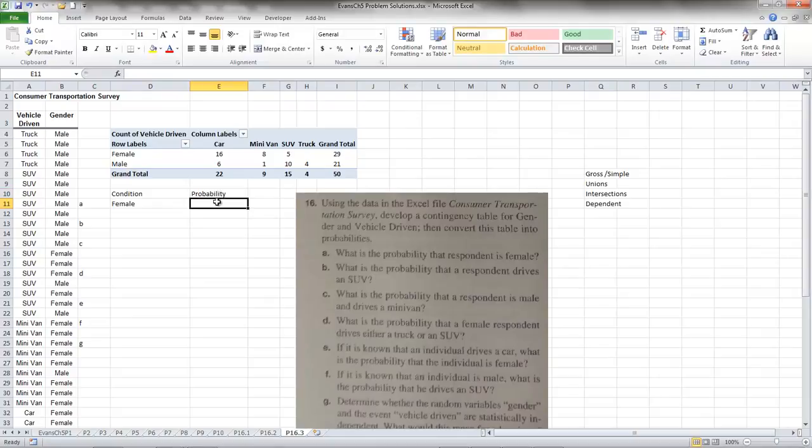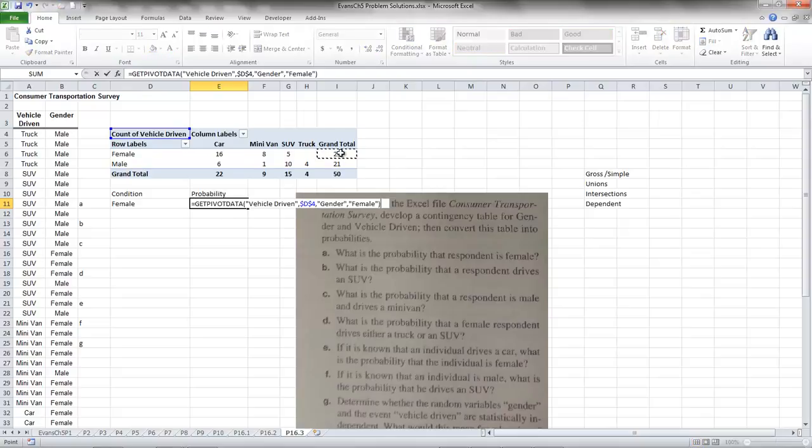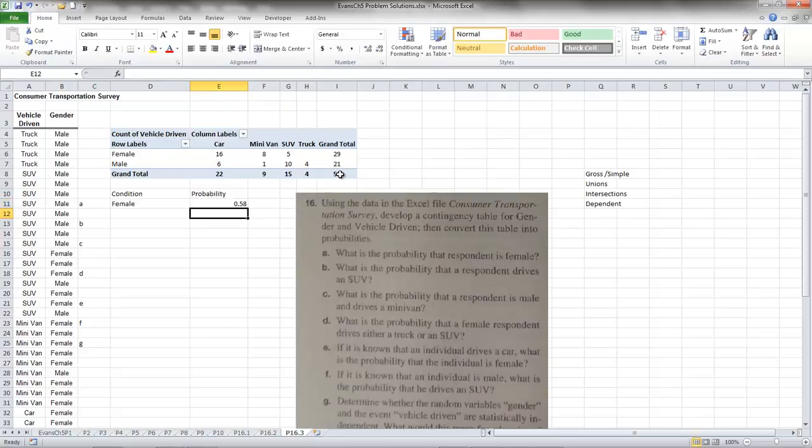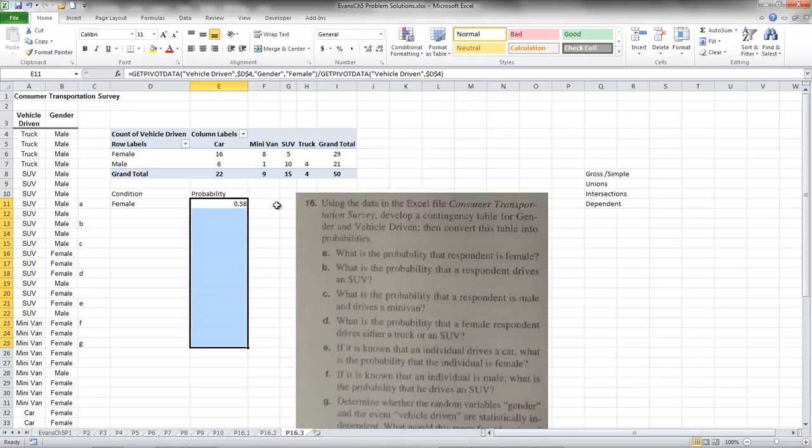Okay, so how will we get that? You just come up here and we can look at total score over here. So female is going to equal the number of females over the total population. There, it's 50, and we should have a 58% chance if we randomly look in the table that we're going to find a female. 58% of the time a female comes up if we're doing this randomly.